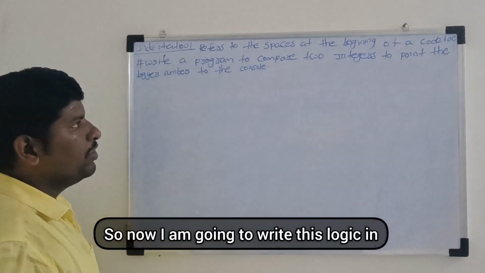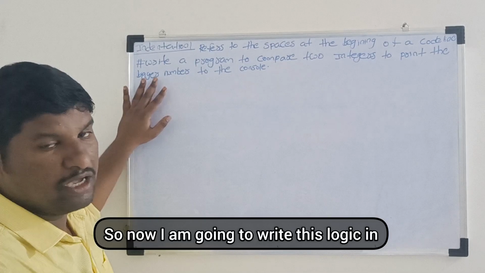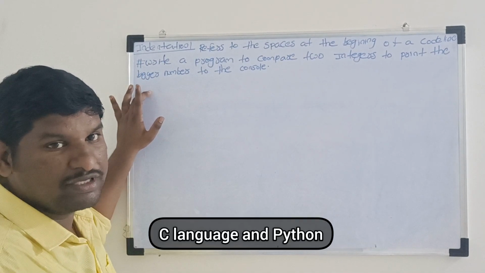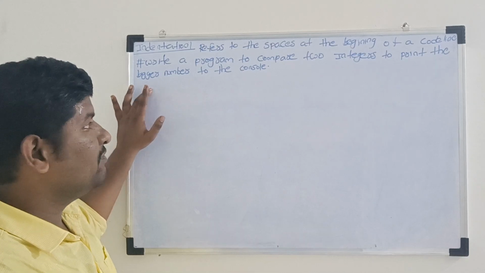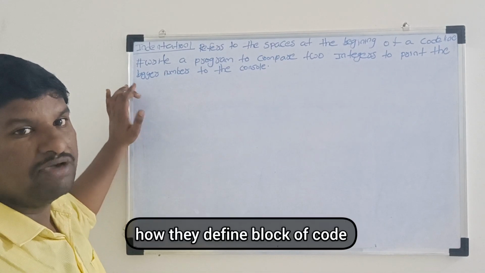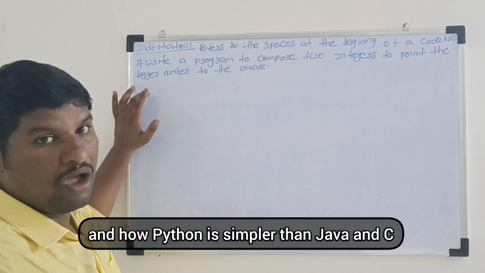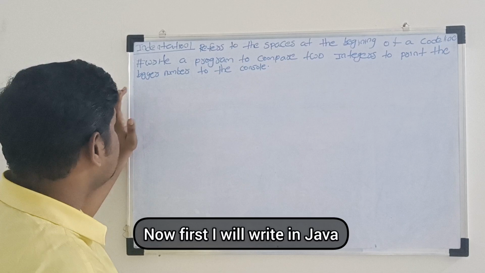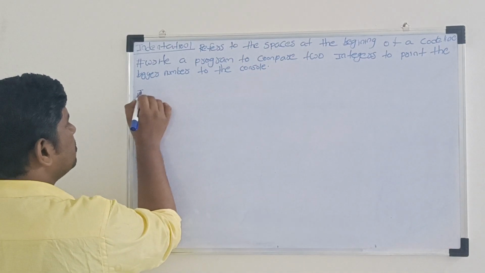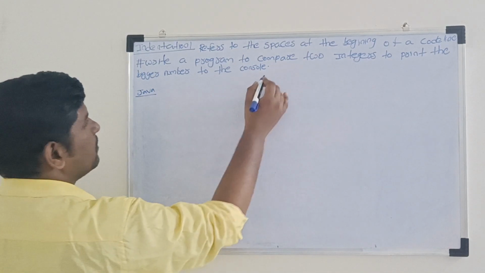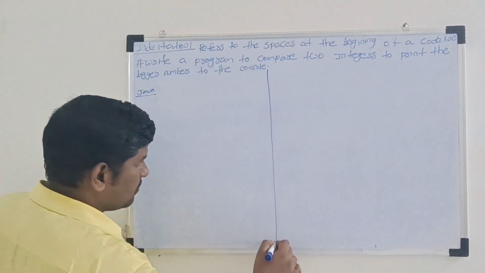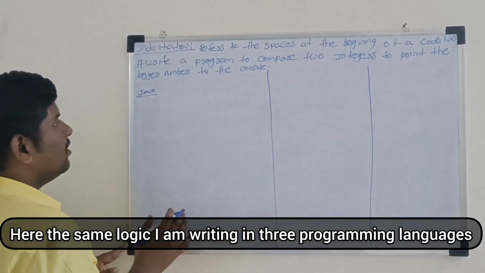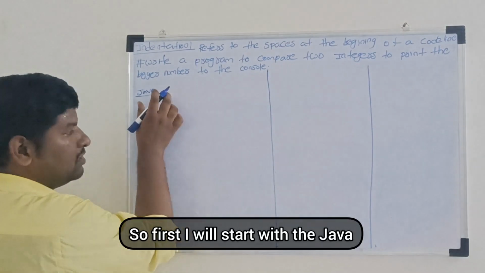Okay, so now I'm going to write this logic in three programming languages: Java, C language, and Python. That will help us to easily notice how they define a block of code and how Python is simpler than Java and C. Now first I will write in Java.